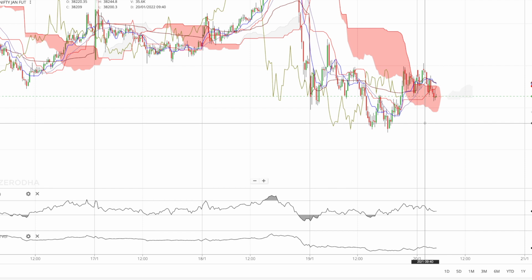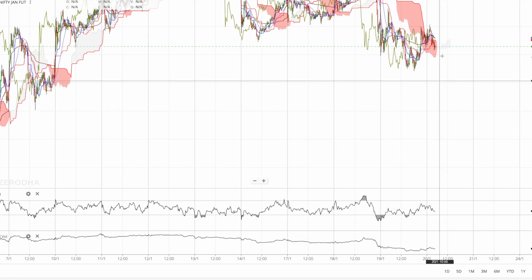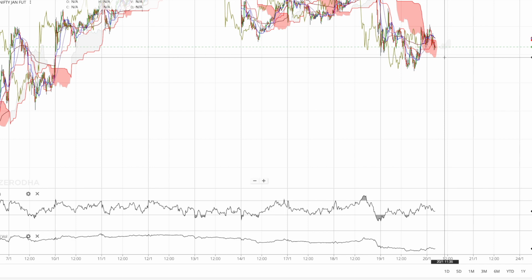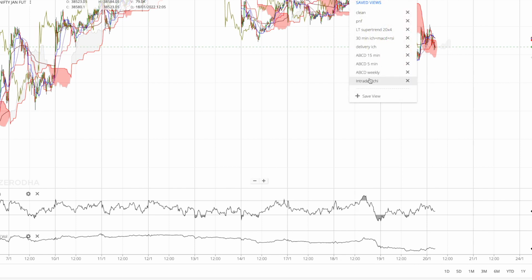Fine. Target. First target should be the cloud low. This is where I should exit if I see a reversal coming in. But what is my actual target? If a short is triggered below the cloud, let's say this target has been met, this has been met. So this is my target, 37,700. Interesting. Now let's look at Fibonacci.